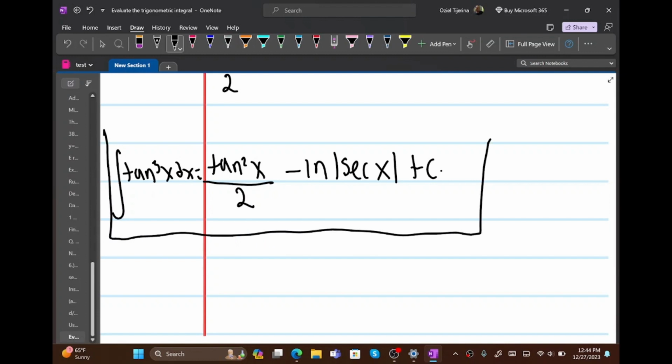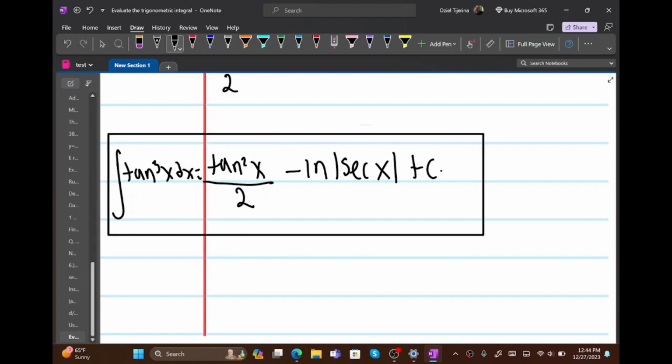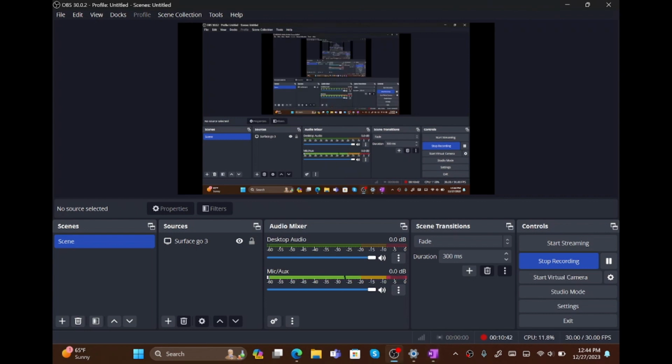So this should be our final answer to this problem, guys. Like I said, this does require us to know how to do the integral of tan x. So if y'all are confused on how to do that, I do have a video on that. I'm going to put it in the description, as well as in the comments.